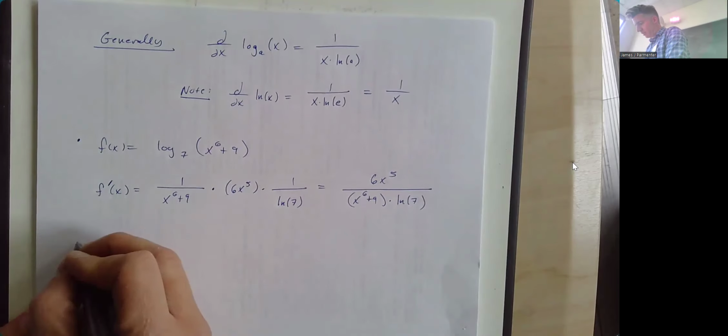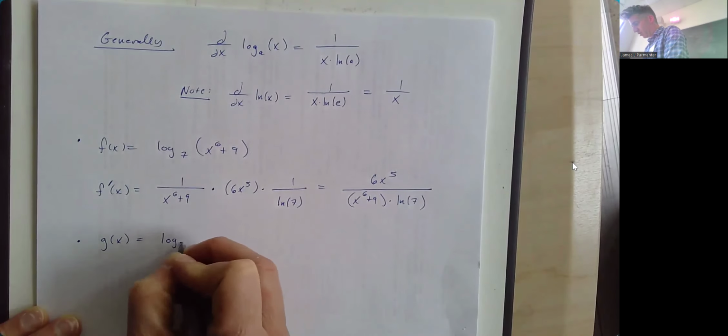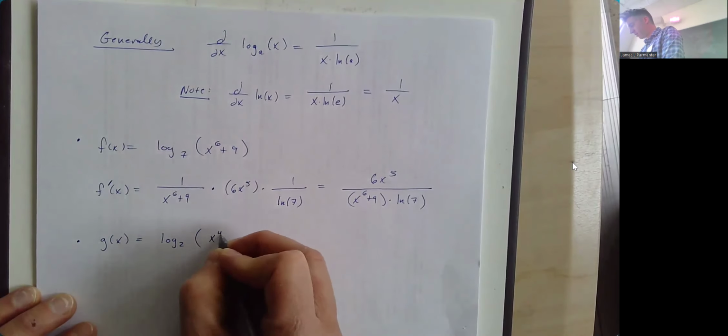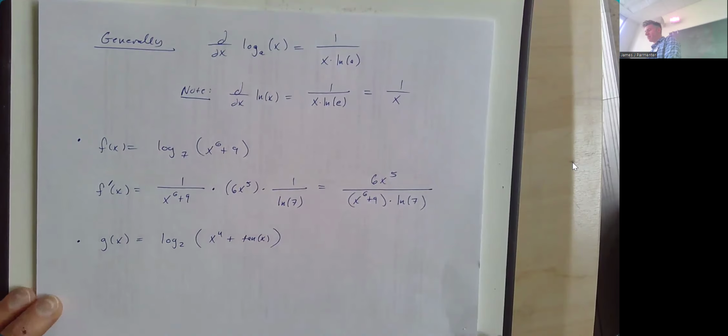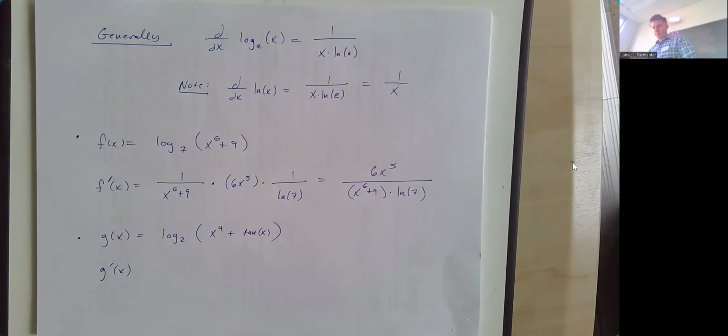Why don't you all try finding the derivative of this function? G of x is going to be log base 2 of, ooh, do I want to make it a little bit harder? No, I don't. Of x to the 4th plus tangent of x. A little bit harder there. Try that one. Try finding g prime of x using the same sort of idea. Let's do one of those too.